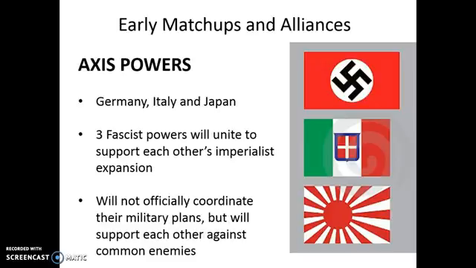As we said before, the two sides are going to be the Axis powers, made up of Germany, Italy, and an unlikely ally of Japan. It's all the way across the globe, but it's also an industrialized, militarized nation that has fascist leaders. And they're going to support each other's expansion, but not technically be fully involved in each other's business.